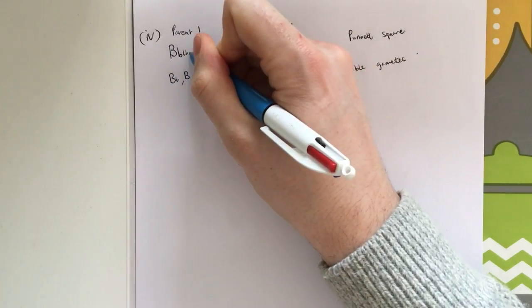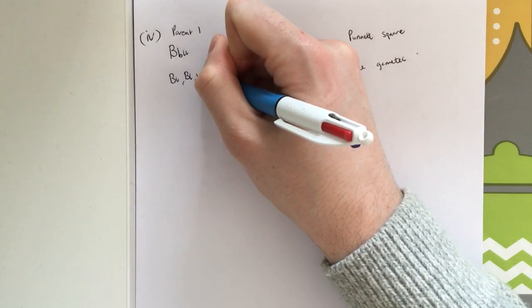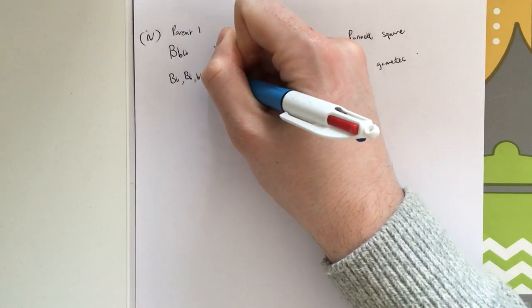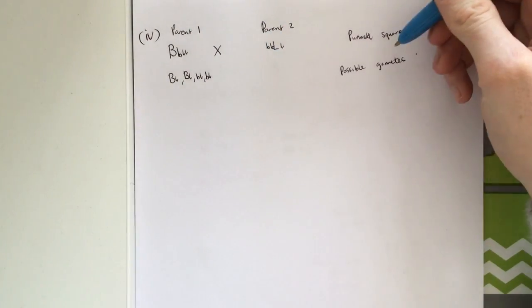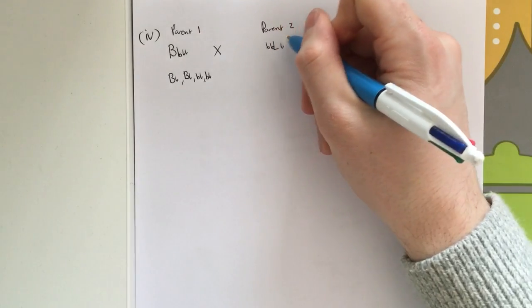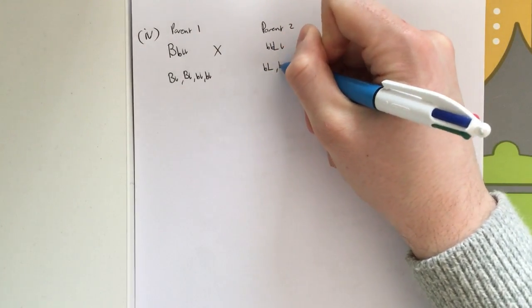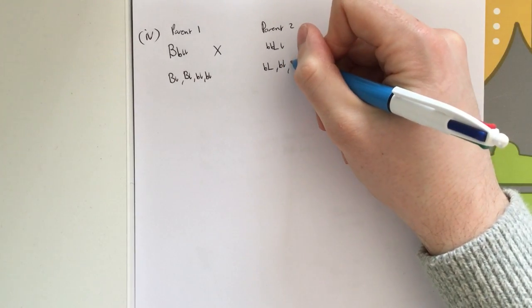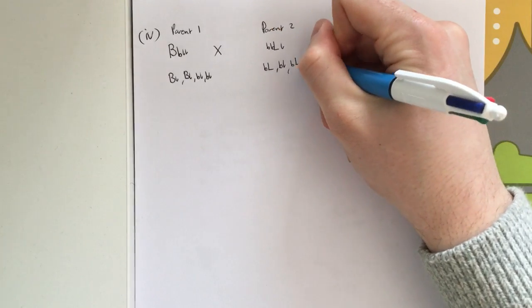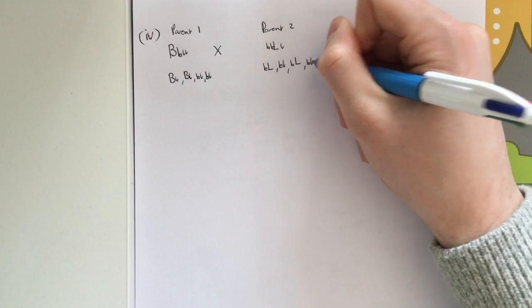Big B could go with the other small l. Small b could go with small l, and small b could go with the other small l. That is the first set of gametes. Parent 2: small b could go with big L, small b could go with the other small l. We have small b, this one could go with big L, and small b could go with small l.